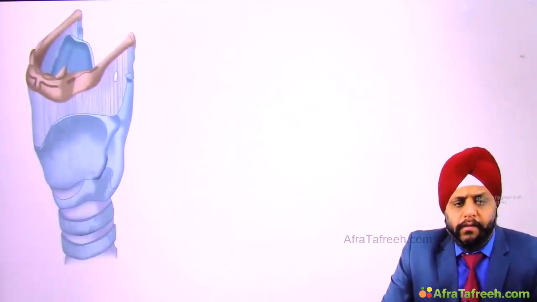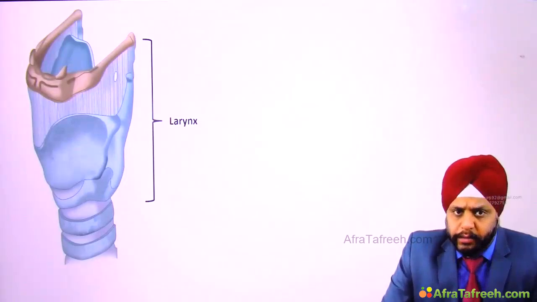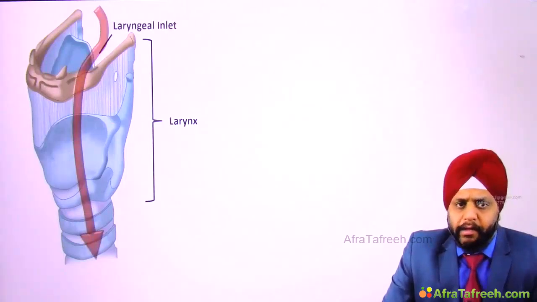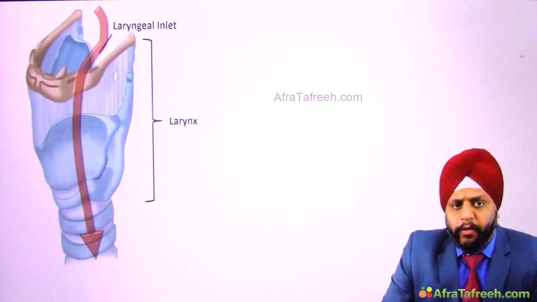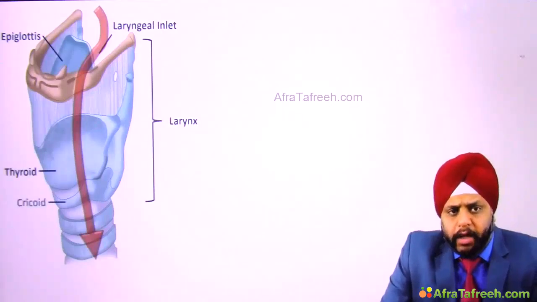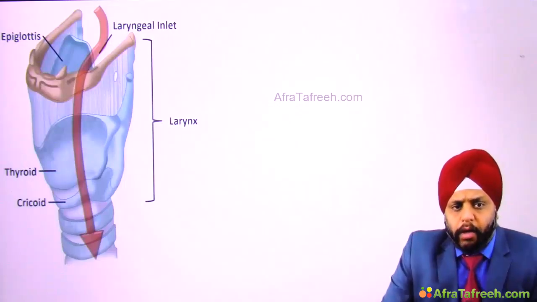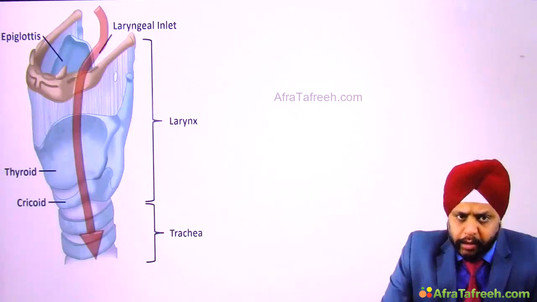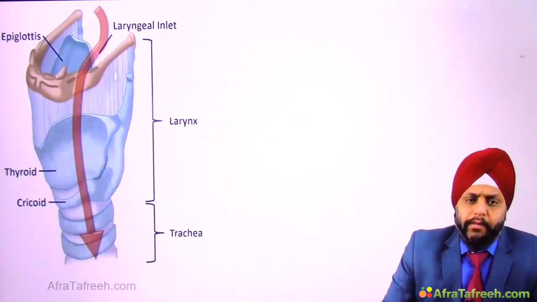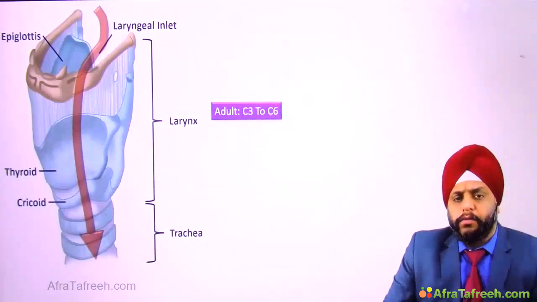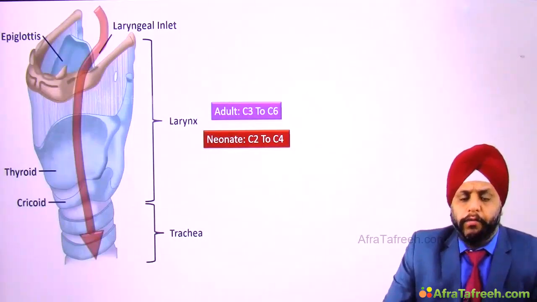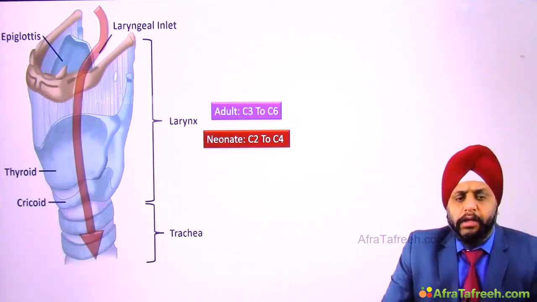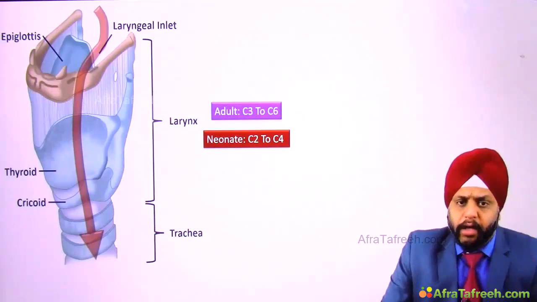As you can see, this larynx is a cartilaginous structure, and this is the airway. You can see the laryngeal inlet, the air going into the larynx from the hypopharynx. We can see over here some cartilages of larynx, epiglottis, thyroid, cricoid, and below that we can see the trachea. Now this larynx is situated at the level of C3 to C6 cervical vertebra in adults, and at the level of C2 to C4 vertebra in neonates. So in neonates you can see that the larynx is situated much higher than in adults.